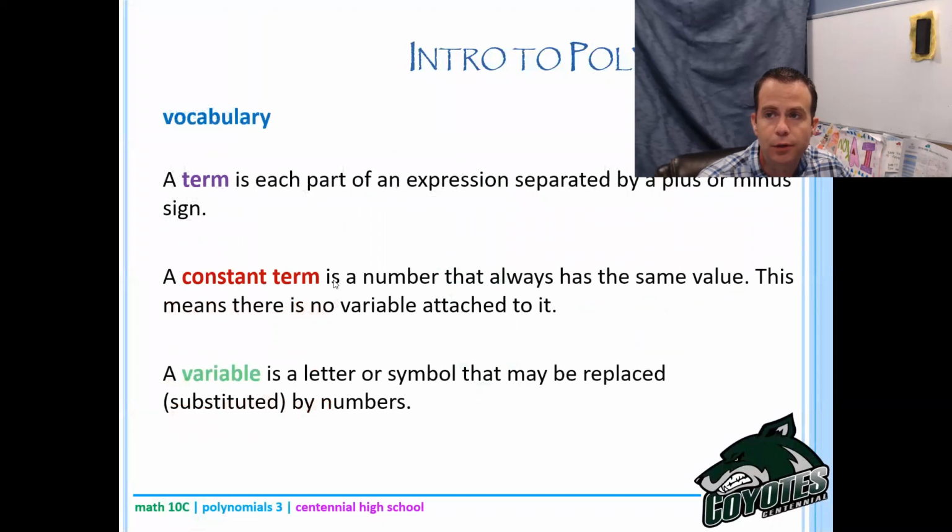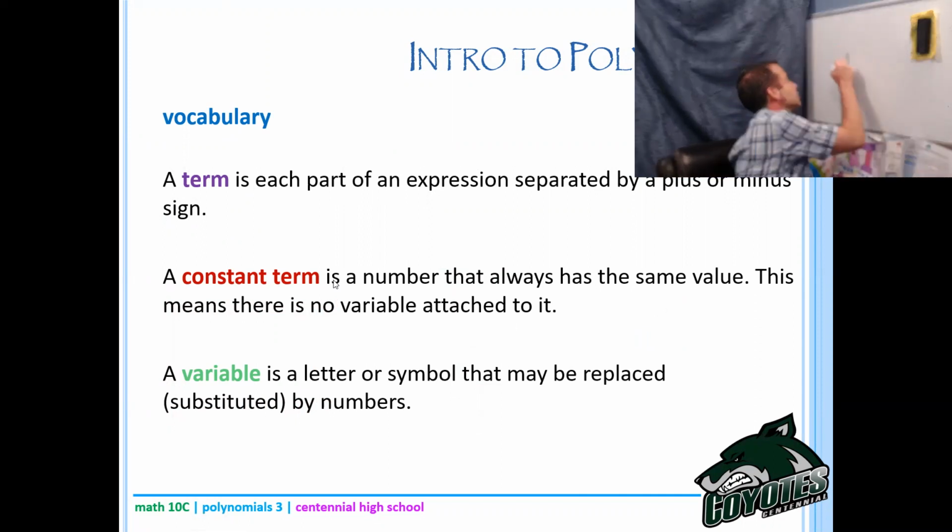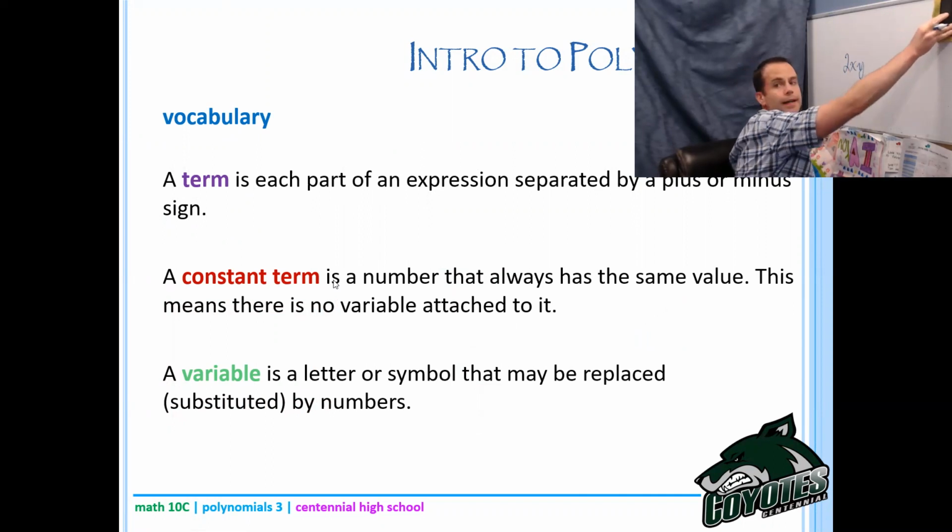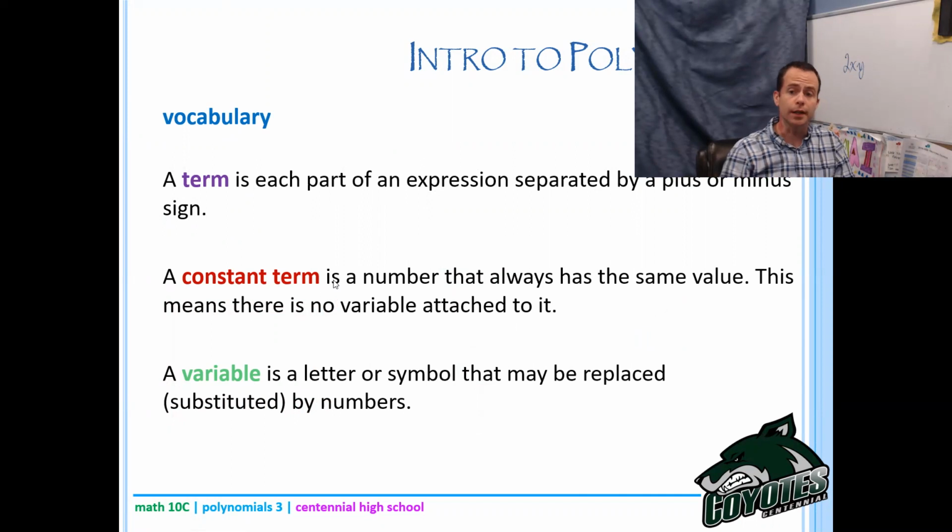All right, so some vocabulary for us to talk about. A term, first of all. A term is each part of an expression that's separated by a plus or a minus sign. So if I was to write 2xy, like that, that is a term, because there is no plus or minus sign there, so there's one thing there. If I was to now go plus 1, that's now 2 terms. I've got this term, and I've got this term. So as soon as you see a plus or a minus sign, that's what's creating the next term.